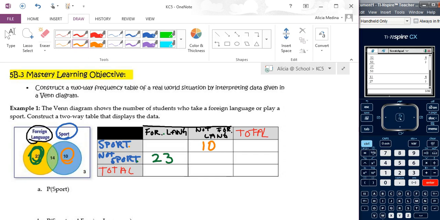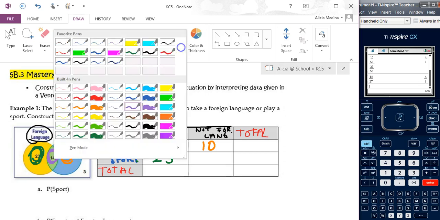All right, now lastly, I see two other numbers. I see this 14 right here. So 14 is in both those circles, right? It's the green part. That means those are all the people that are in a sport as well as taking a foreign language class. So yes to the foreign language, yes to sport would be this one right here.